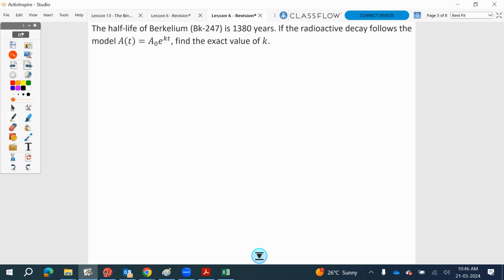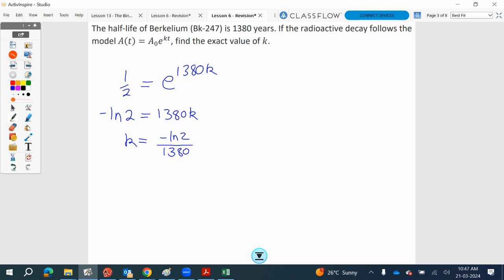I'm just going to do this one for you. So we've got e to the kt, where t is equal to 1380. This has to halve. This has to be half its original value. So then we take natural logarithms of both sides. So we get ln of 1/2, minus ln 2, is equal to 1380k. So k is equal to... sorry, k is equal to minus ln2 over 1380.